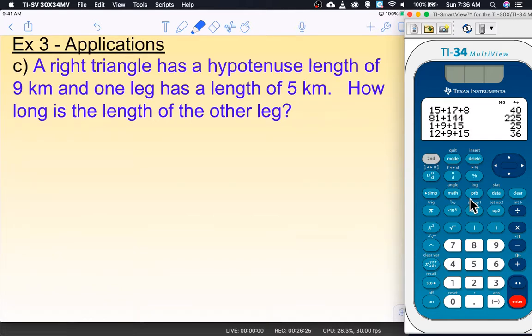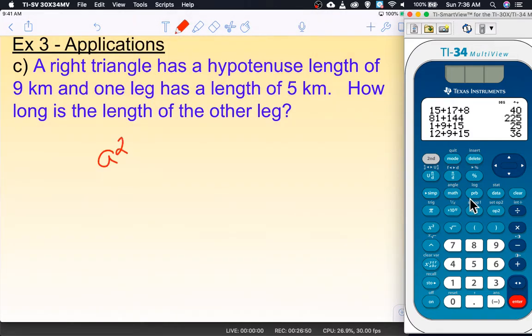Here's one for you. It says a right triangle has a hypotenuse length of 9 kilometers and one leg has a length of 5. How long is the length of the other leg? Why don't you go ahead and pause the video, do this one right now. When you're ready to continue, hit play, and we'll go through it together. All right, so that's what you came up with.